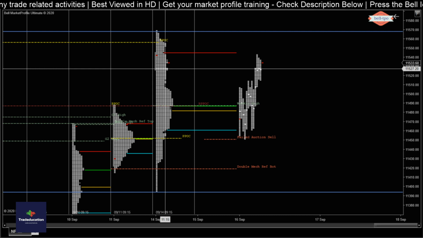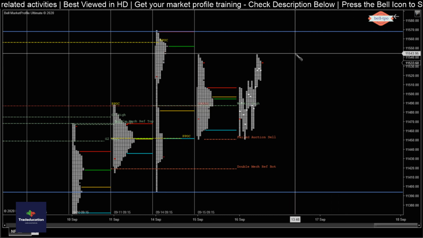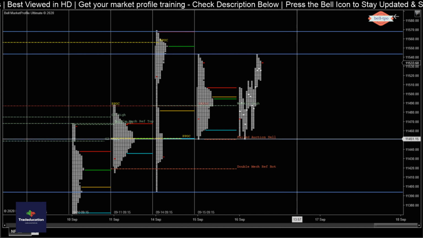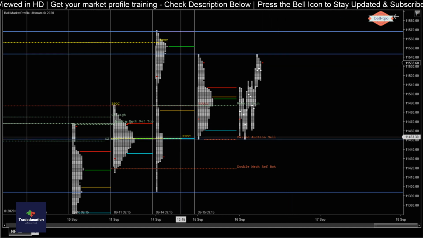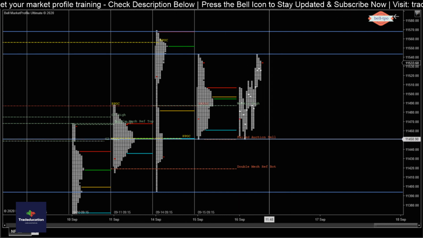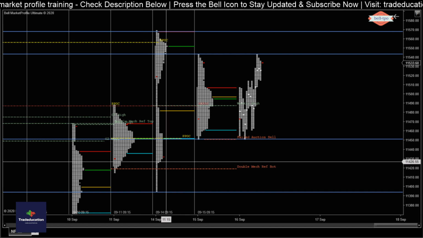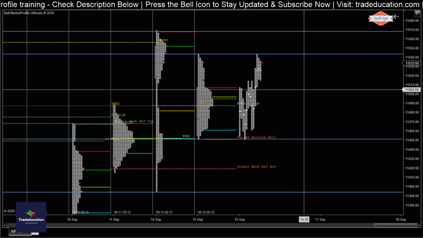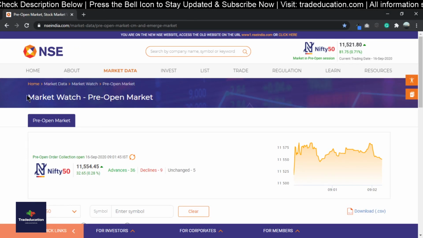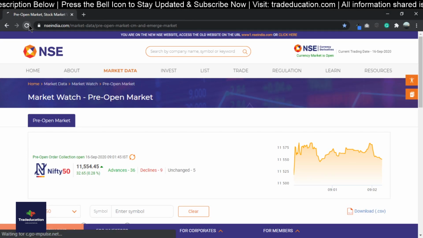So some of the references which I'll be monitoring are the high of yesterday, the low of yesterday, and it's exactly at the value area low. We also have a failed option sell, and we have a good single print zone here. Okay, so let me now bring in the market open to see where the option is going to open.